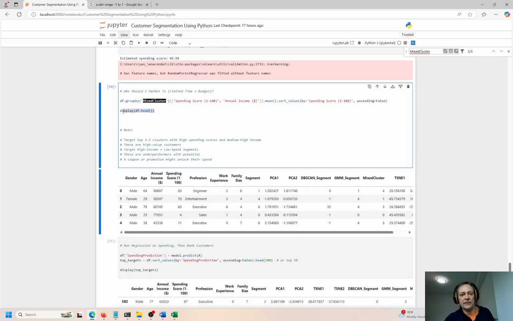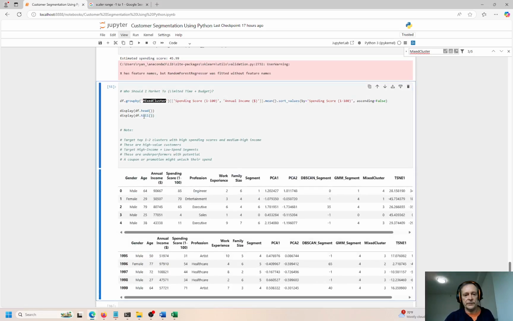If you get the tail, they would give you the bottom 5, right? Tail, I'll just do that, show you. Control enter. Okay, so these are the bottom 5. So we don't want to spend any money on advertising to this demographic or this one or this one or this one, because they just don't spend a whole lot in the store. 31, this guy kind of spends a lot, but why is he falling off?